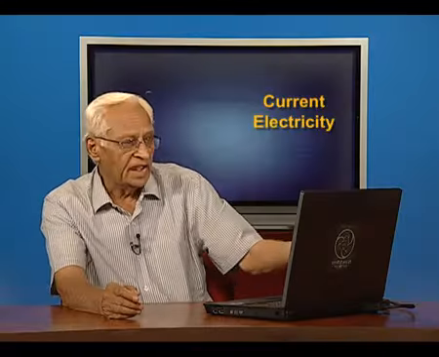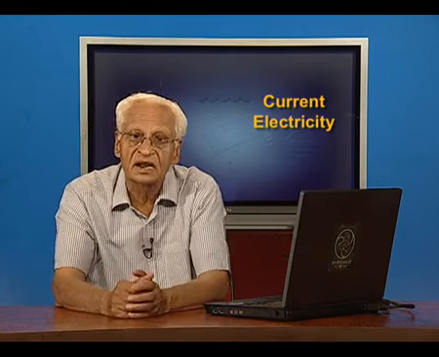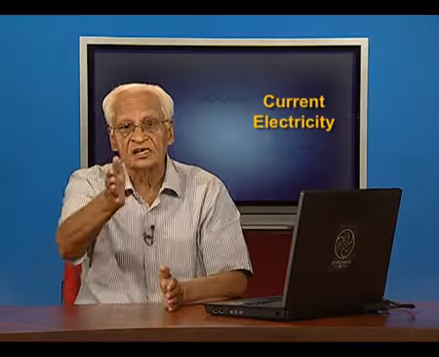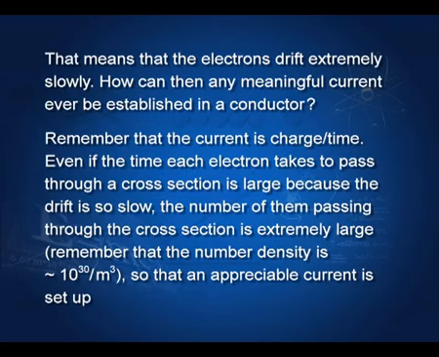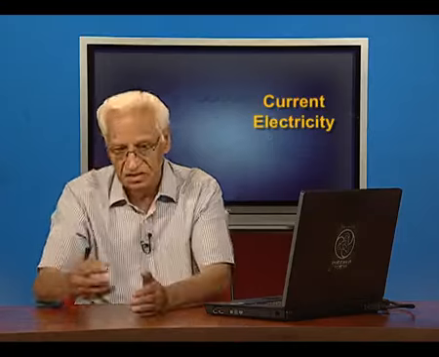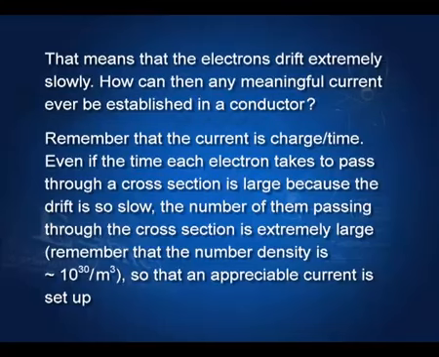How can then any meaningful current ever be established in a conductor? Remember that the current is charge per unit time, and even if the time each electron takes to pass through a cross section is very large, because the drift is so slow, the number of them passing through the cross section is extremely large. You see, 10 to the power 30 atoms per meter cube, and a large number of them can pass through a cross section even if they drift very slowly. So, a current can be established.